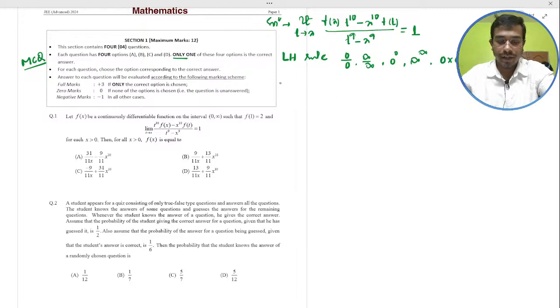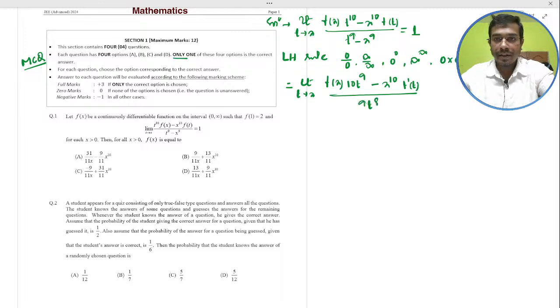Now applying it, we get that this is equal to the limit as t tends to x of f(x) as it is, 10 t^9 minus x^10 f'(t), the differentiation of f(t), and the differentiation of the denominator 9 t^8. This is equal to 1. Okay.